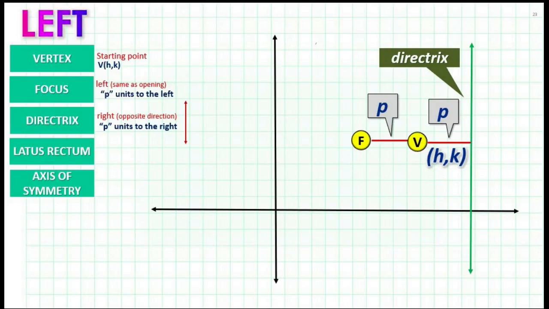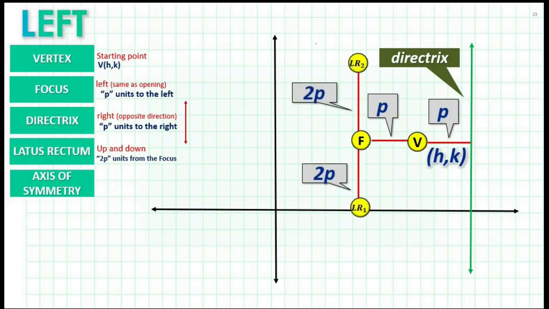Moving on, next to be plotted are the endpoints of the latus rectum. Starting from the focus, we now move 2p units up and down. So from the focus, let us move 2p units below and 2p units above so that we can plot the endpoints of the latus rectum labeled as LR sub 1 and LR sub 2. Again, I would like to emphasize that the focus and the endpoints of the latus rectum should always be aligned.